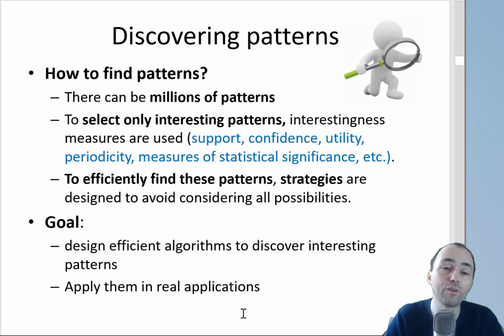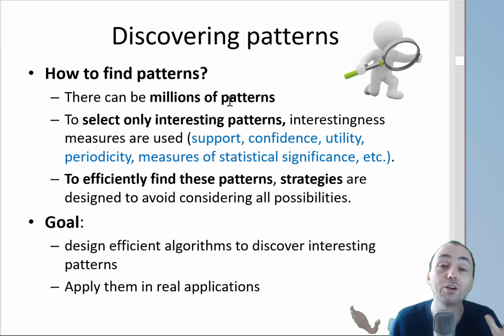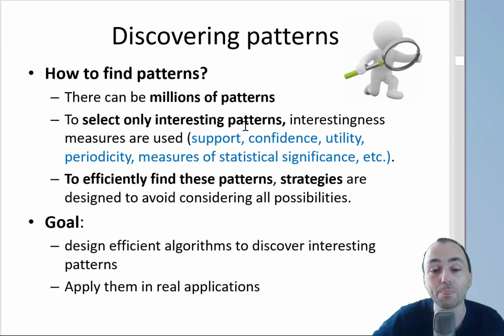So if we want to find patterns, how can we do it? I will give you a brief idea about this. You can observe that there can be millions of patterns in the data. For example, we could buy apple with bread, apple with cake, bread with cake, bread with eggs, bread with cake and eggs, and so on. There are many combinations of items someone could buy.